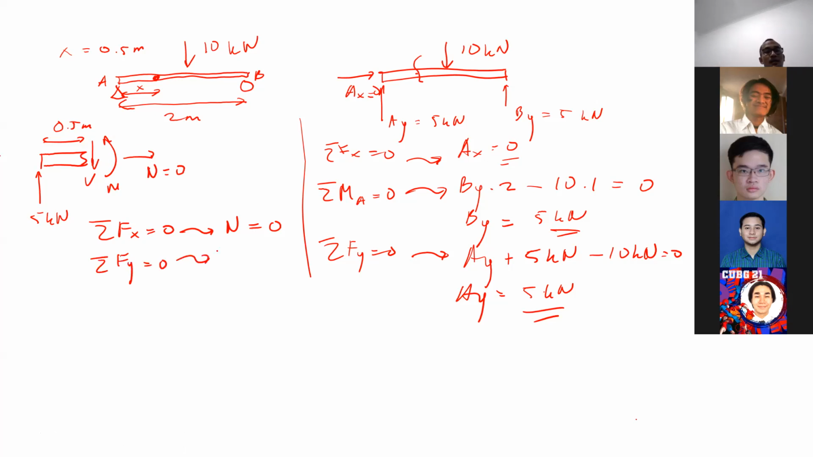Okay, using sigma Fy equal to 0, what are the vertical forces that we have there, Mario? 5. Hmm? 5 minus V. So we have 5 kilonewton minus V equal to 0, right? So V will be equal to 5 kilonewton. So that is our shear force.